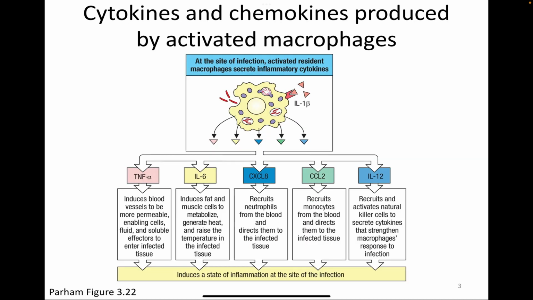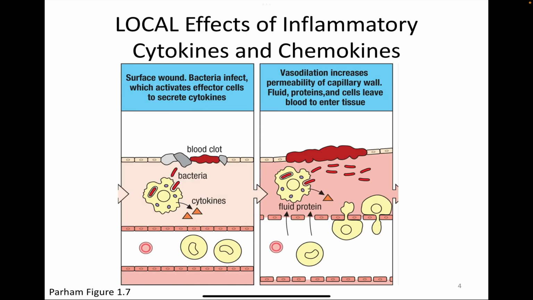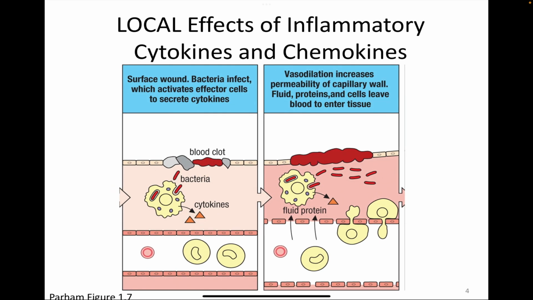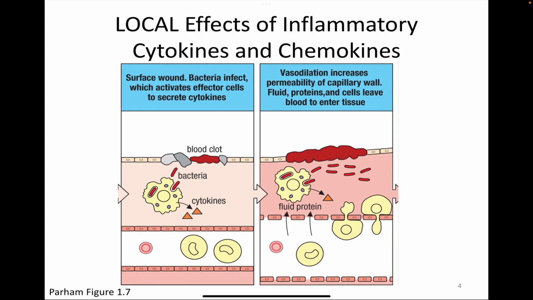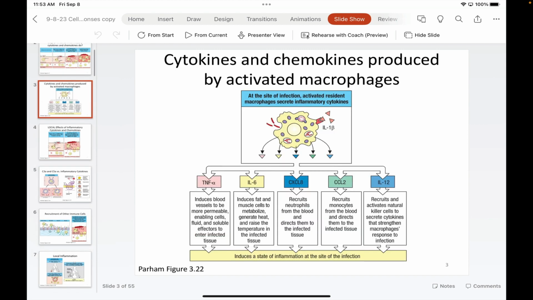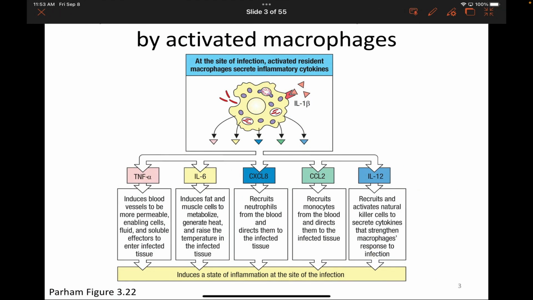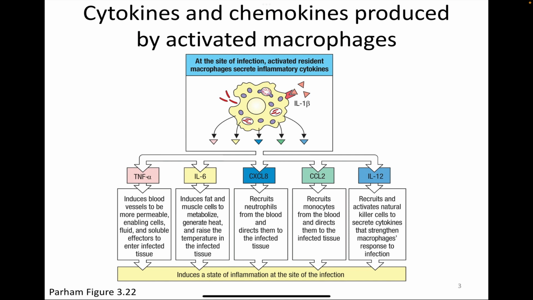There are many different cytokines and chemokines that are produced here. The two that I mentioned by name were TNF alpha and IL-6. They're two that you will hear about again later in the semester. So you should recognize TNF alpha and IL-6 as two of the big inflammatory cytokines.